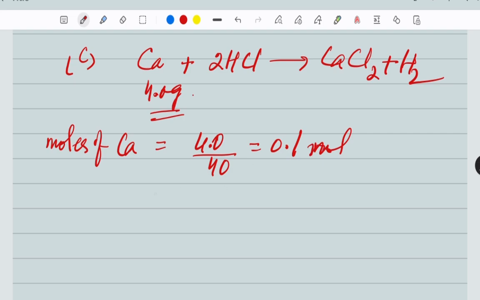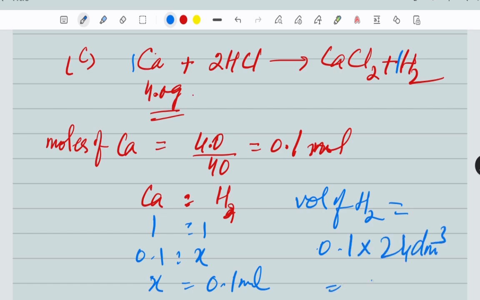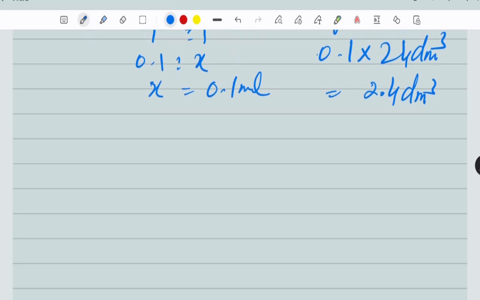Then we have to calculate the ratio between calcium and hydrogen. You can see 1 mole of calcium reacts with 1 mole of hydrogen, so 0.1 mole of calcium will produce 0.1 mole of hydrogen. So volume of hydrogen is moles into molar gas volume, that is 24 decimeter cube. Answer will be 2.4 decimeter cube. Now come towards the D option.